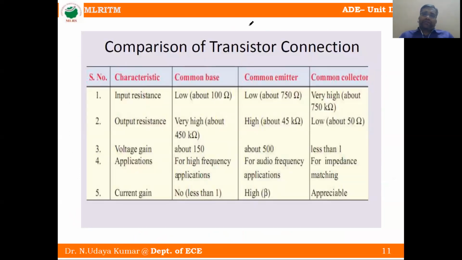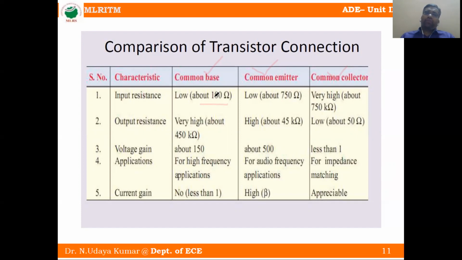See, a comparison of these three configurations: common base, common emitter, and common collector. First, input resistance. The basic principle of a transistor is the transfer of resistance from low to high. Here in common base, it is low, about less than 100 ohms input resistance.